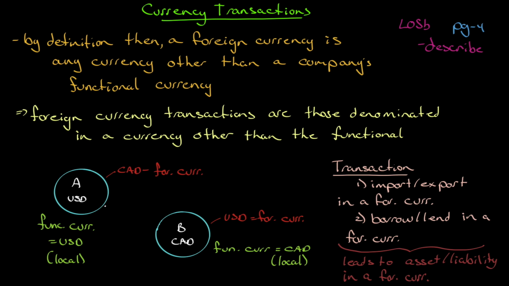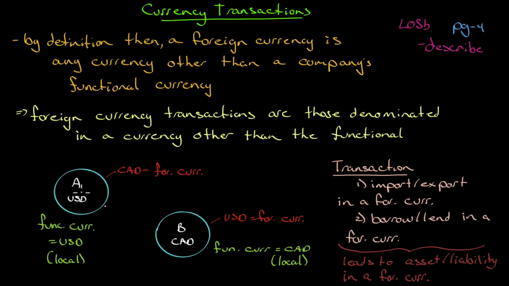As soon as we decide on what the company's functional currency is, any other balance that it has, whether it be on its balance sheet or whether it showed up on the income statement, is a foreign currency transaction. Foreign currency transactions are those denominated in a currency other than the functional currency.